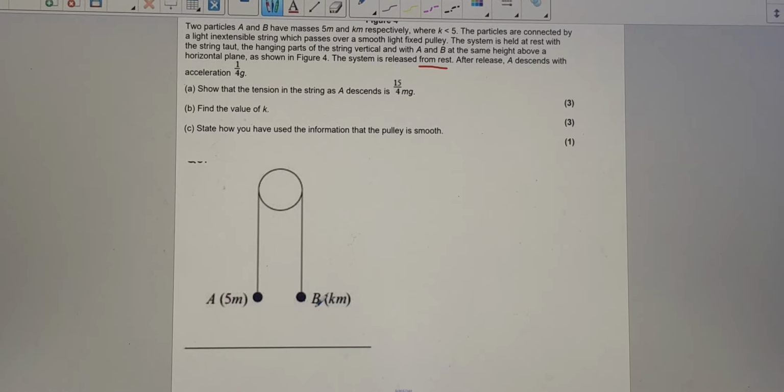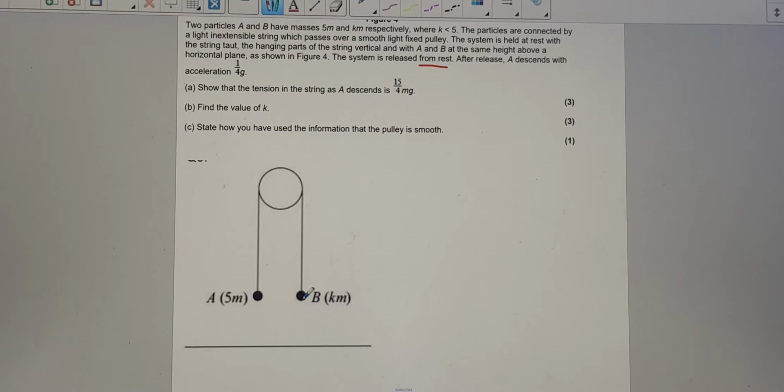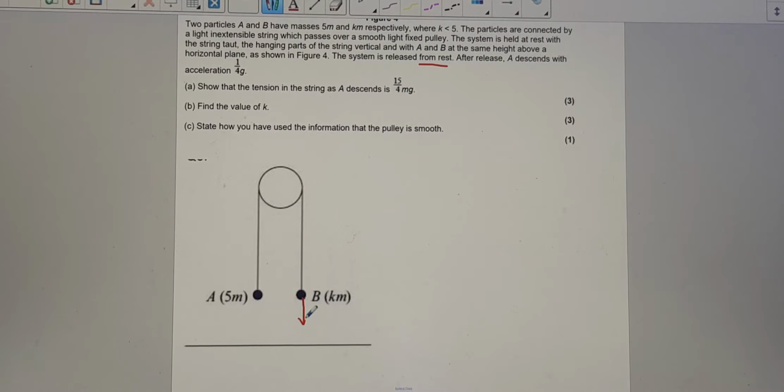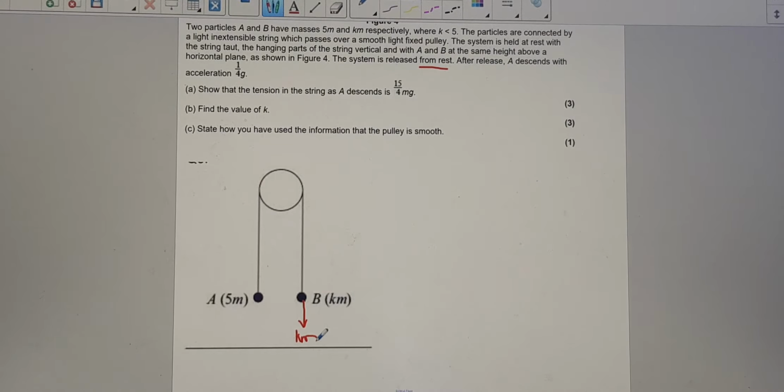Right, first thing I always have to do is make sure that this is clearly labelled. So I'm just going to put the weight of this particle here, which I know has mass km. Therefore, this will be kmg. This has a mass of 5m, therefore I know that the weight acting on this will be 5mg. The tension will be acting against that. I have this tension here, this tension here.